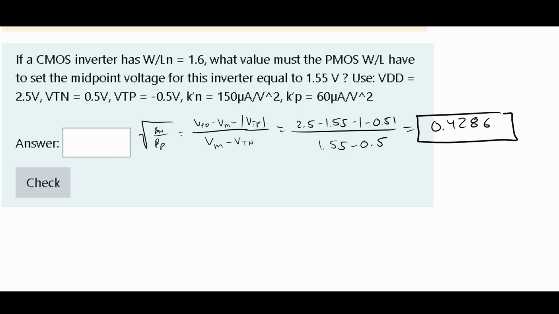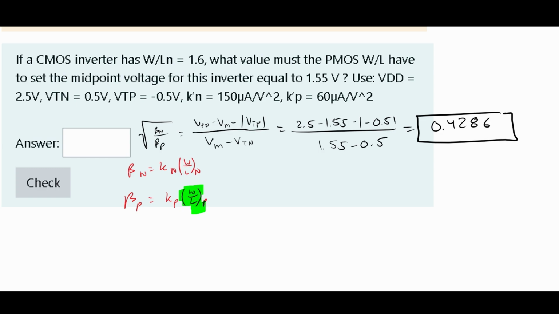Now, from the same set of notes, if you scroll up just a little bit, I believe that was on page somewhere around 89. If you scroll up to about page 86, the start of this chapter, we are going to find out that our beta n is equal to Kn multiplied by W over Ln, and beta p is equal to Kp times W over Lp. Now, what we want to find for this problem is this W over Lp. That is the important part. So that is going to be part of this.